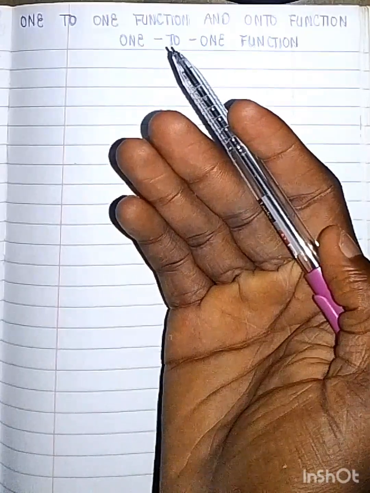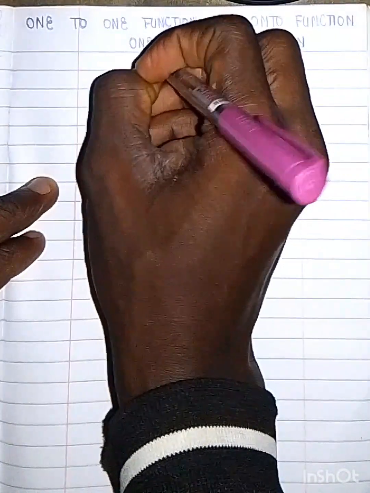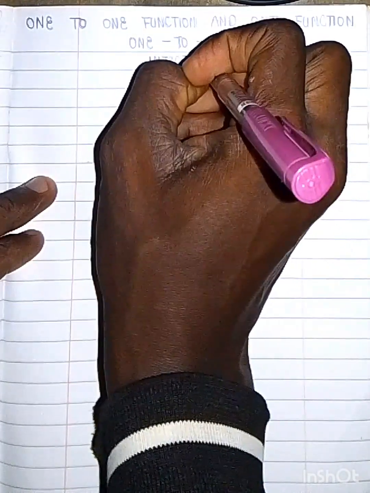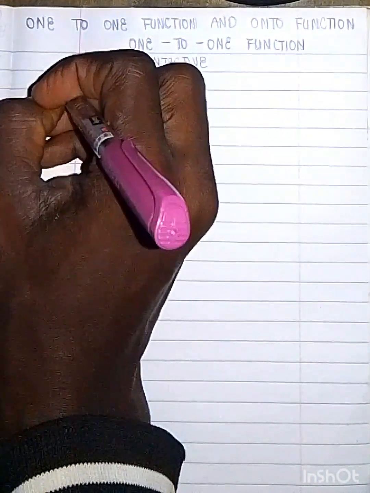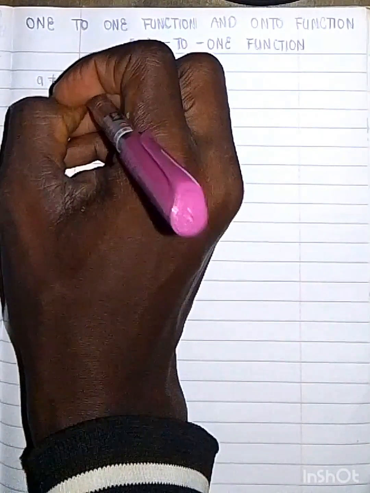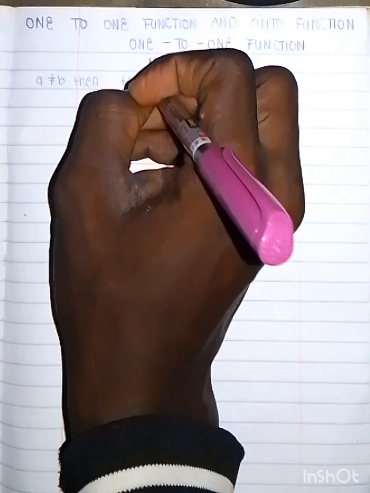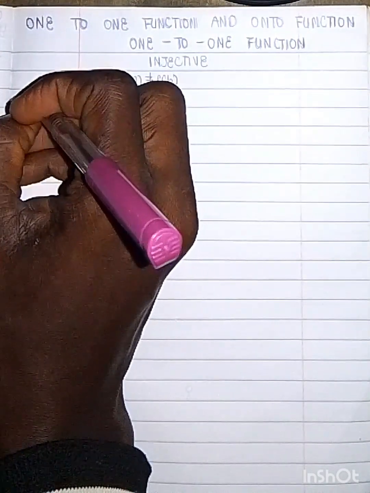A one-to-one function, also known as an injective function, is a function where different inputs give different outputs, such that if A is not equal to B, then the function of A is not equal to the function of B. That means no two different elements in the domain share the same output. We will have an example here.